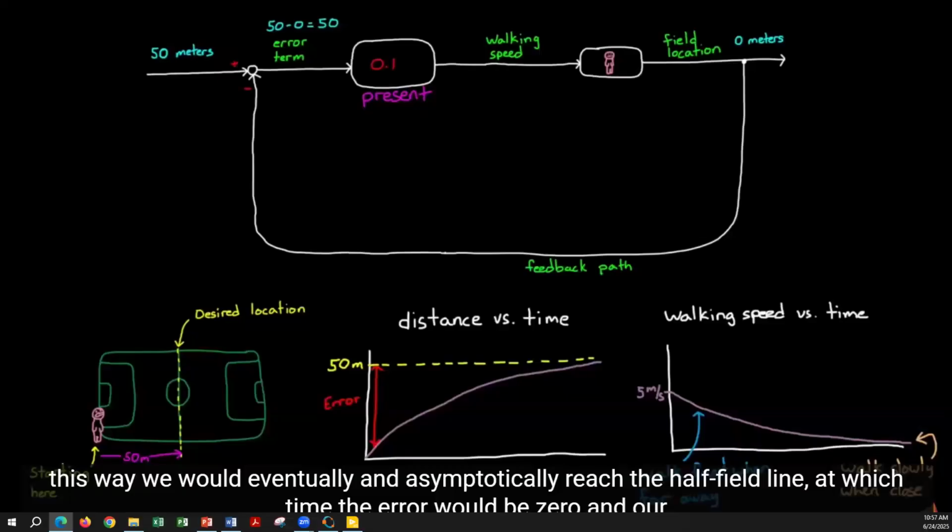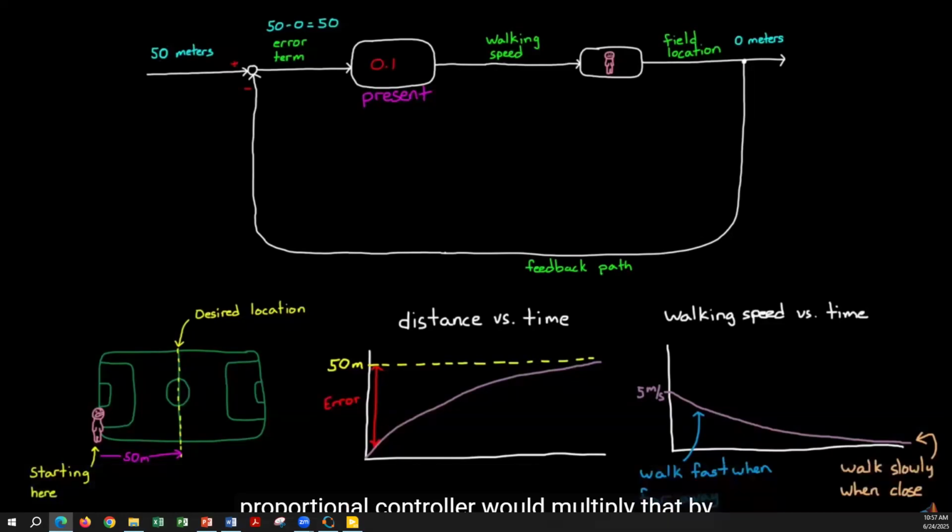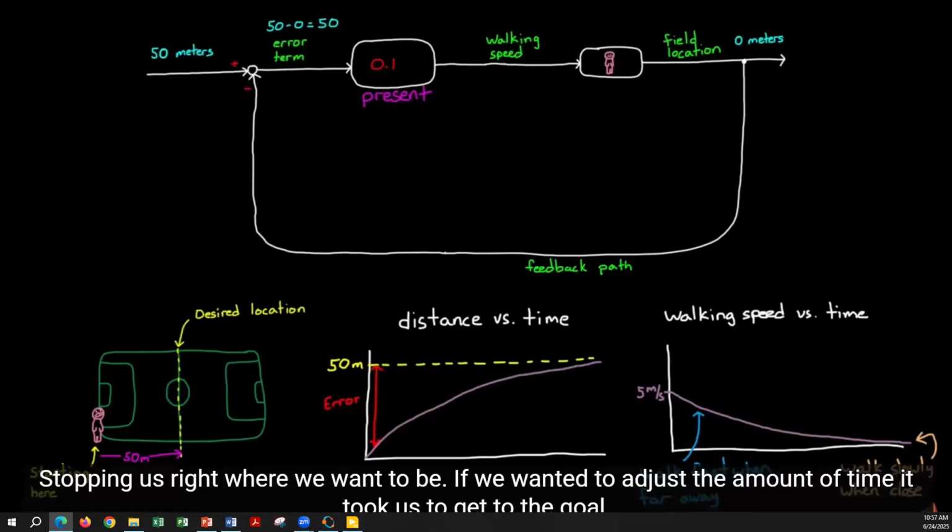In this way, we would eventually and asymptotically reach the half field line, at which time the error would be 0, and our proportional controller would multiply that by 0.1, which would generate a walking speed of 0, stopping us right where we want to be.